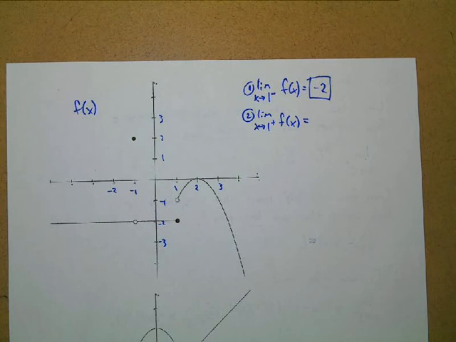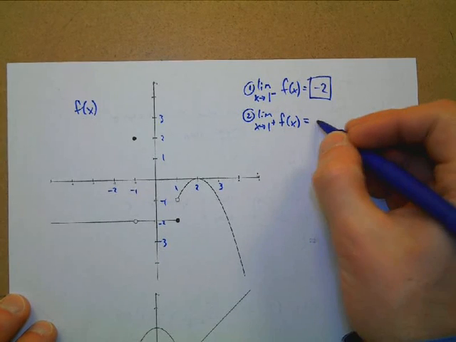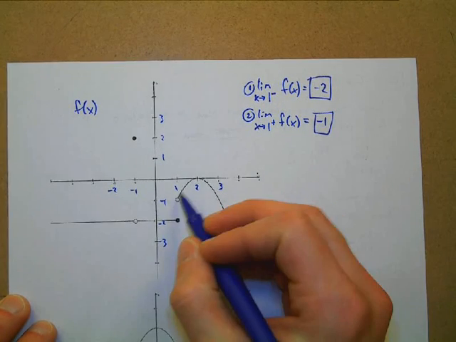Okay. From the right of 1, we're approaching from this quadratic piece, and it's going down to that negative 1. Even though there's an open circle there, we don't care about that because we're just approaching that x value of 1. So the fact that open circle is approaching negative 1 y value, that's exactly right. Okay, very good. All right, let's try one more here.